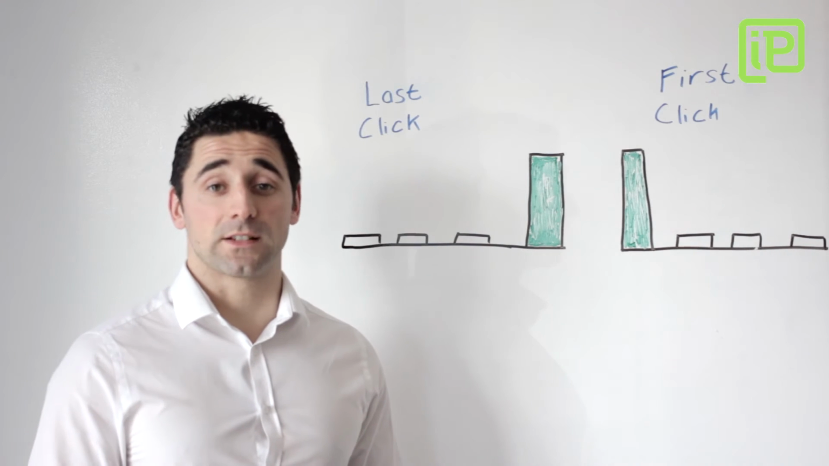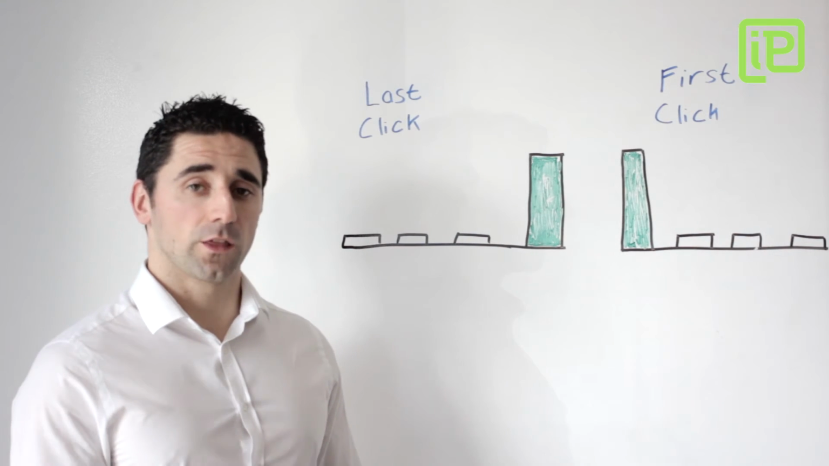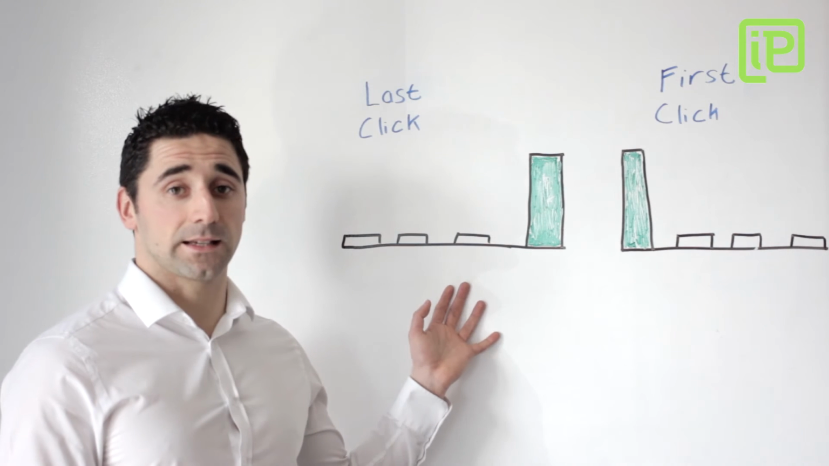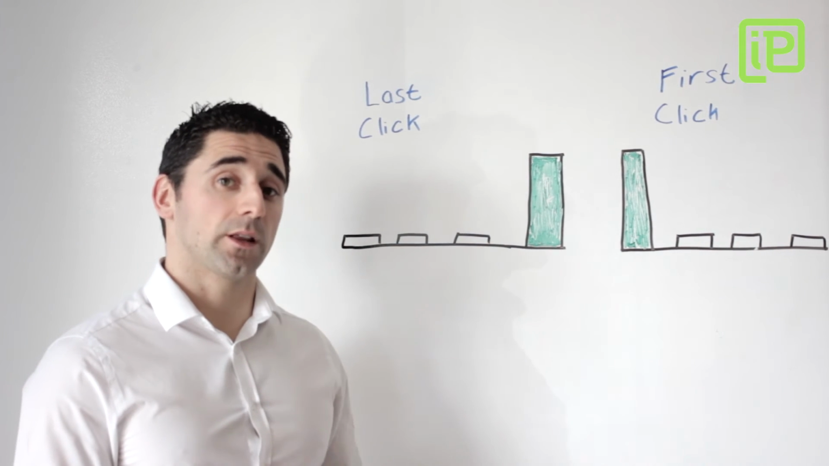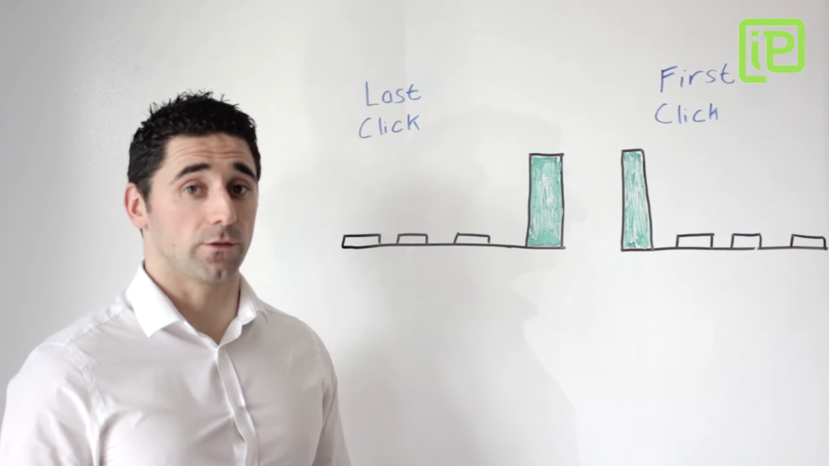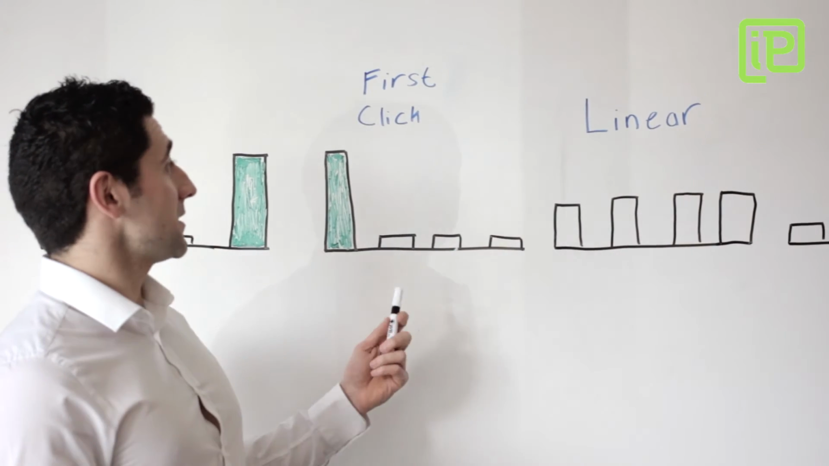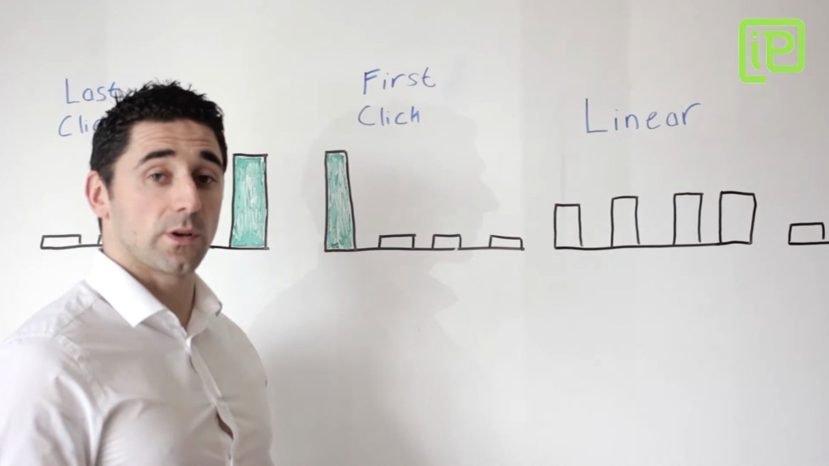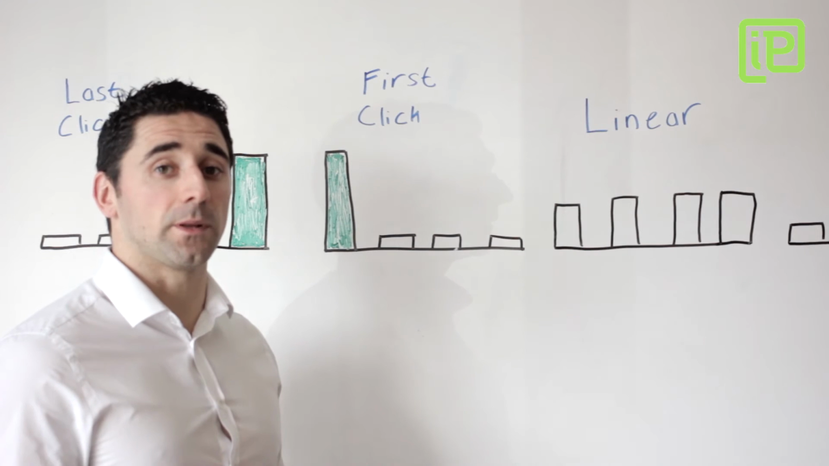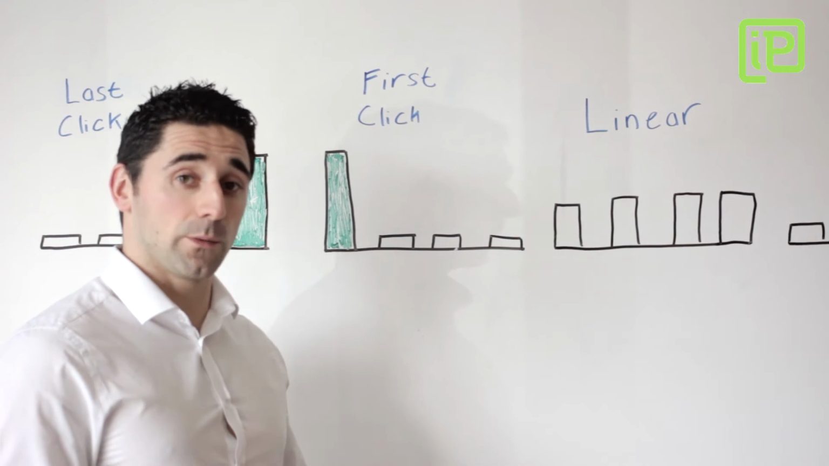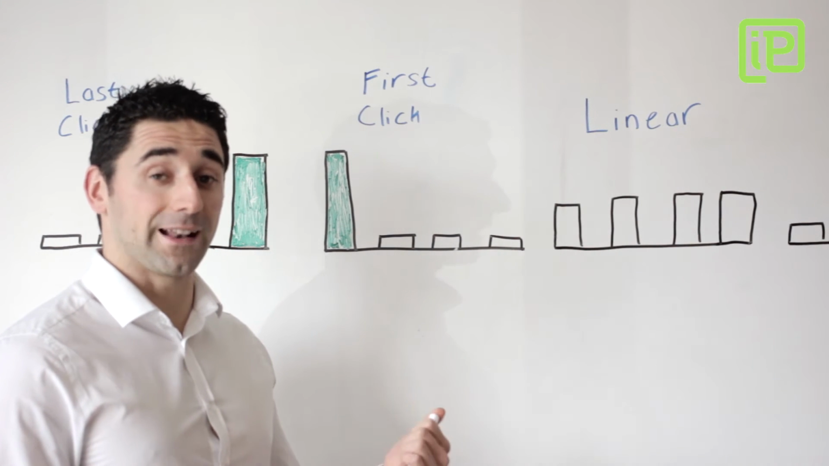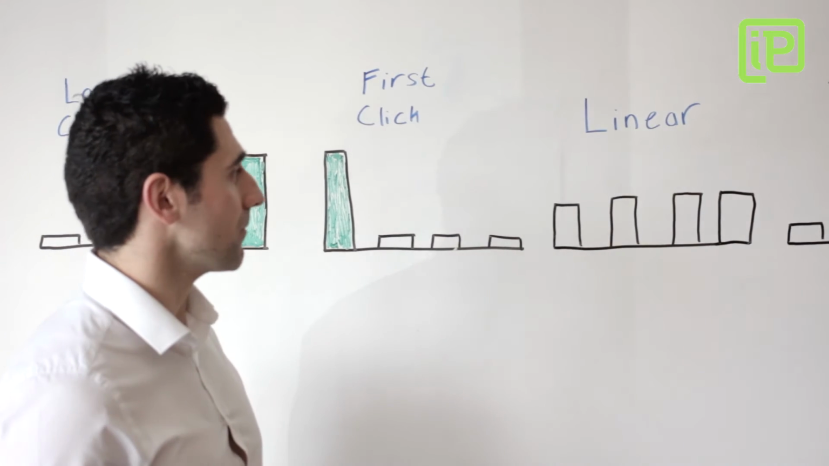So let me give you a couple of examples of attribution models. The first and most common is last click. We already mentioned that. That's when the last click before the conversion gets all of the credit. The opposite to that is first click, and this is when the first click gets the credit. So in our example, that would be the social media ad. It would get the credit for the final conversion that happened on PPC.